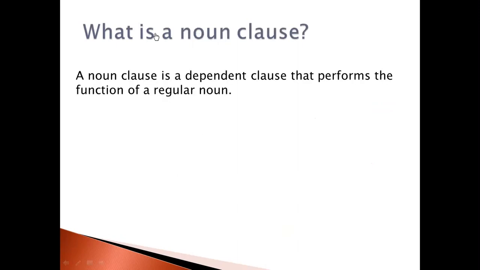What is a noun clause? A noun clause is a dependent clause that performs the function of a regular noun. This means that the noun clause is made up of a subject and a verb, and it takes the place of a noun. In the following sentence, I don't know where the book is. Where the book is is the noun clause.